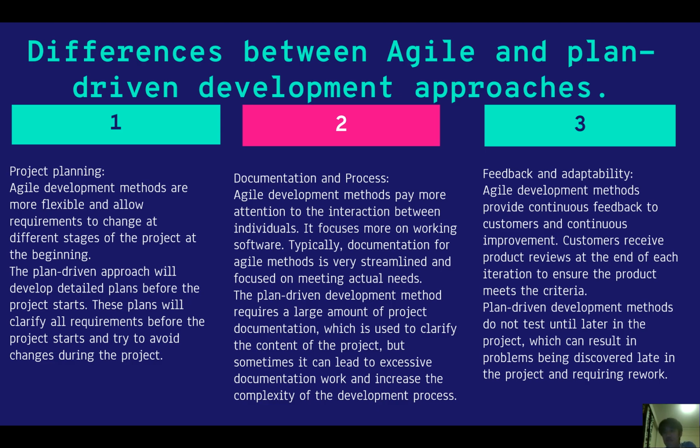The third is feedback and adaptability. Agile development methods provide continuous feedback to customers and continuous improvement. Customers receive product reviews at the end of each iteration to ensure the product meets the criteria. Plan-driven development methods don't test until later in the project, which can result in problems being discovered late in the project and requiring rework.